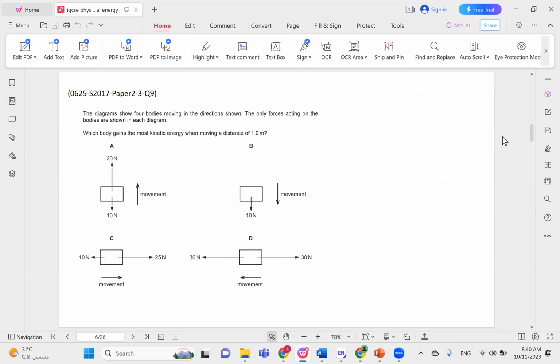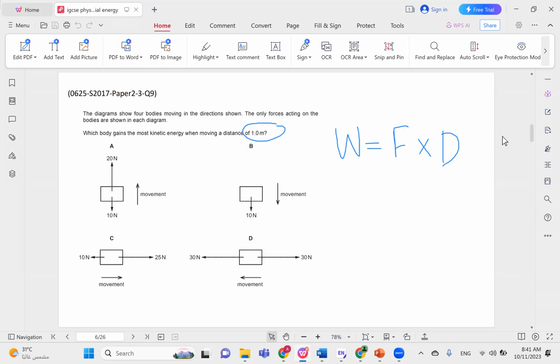The work done on an object is equal to the force times the distance. And if more work is done on the object, it gains more kinetic energy. So how do we evaluate the work? We simply multiply the force by the distance, and we are given here that they all moved a distance of 1. So the greatest work done basically depends on the greatest force exerted.